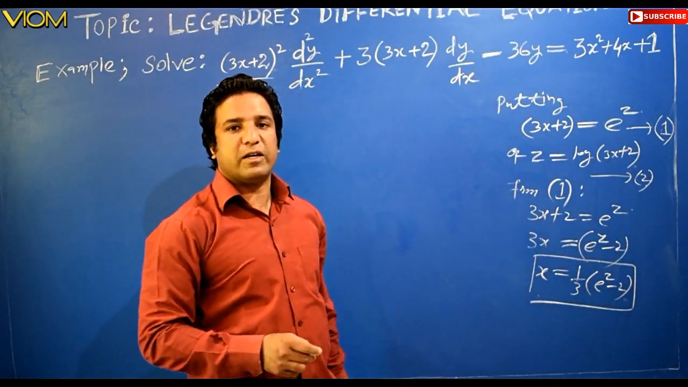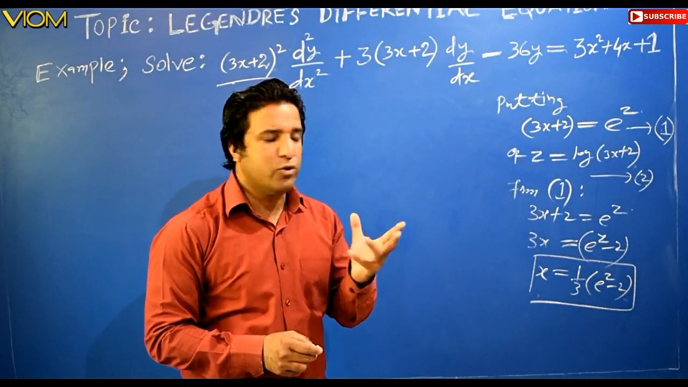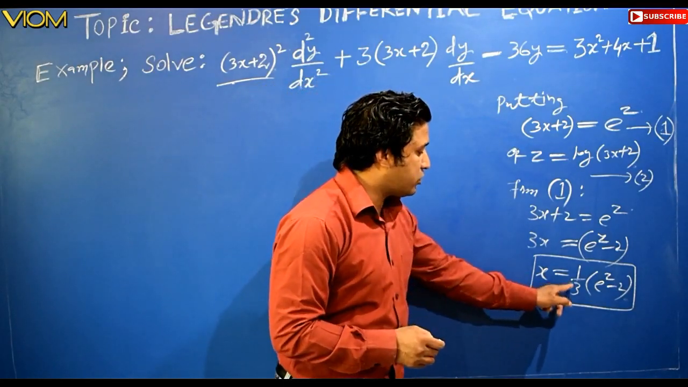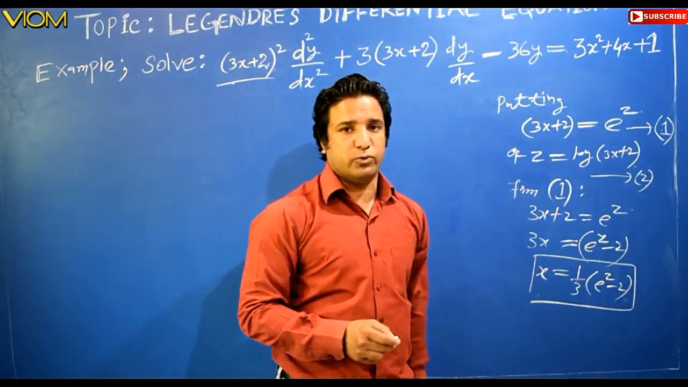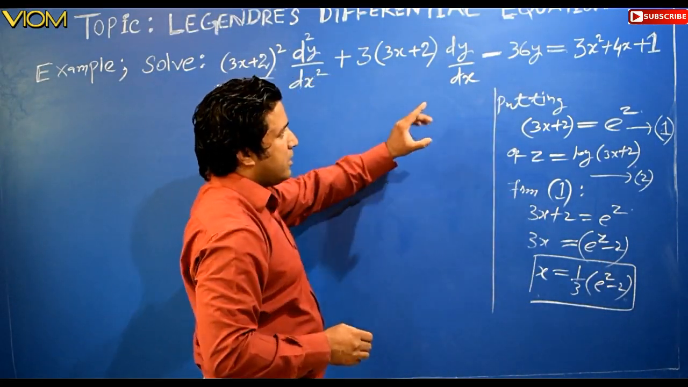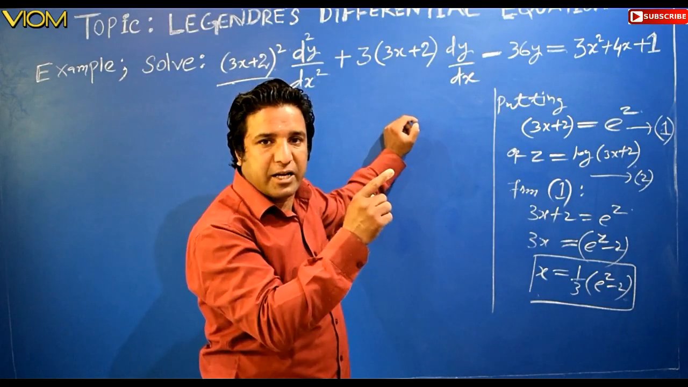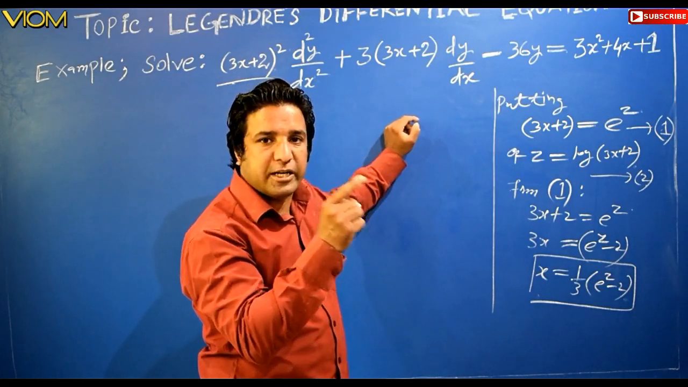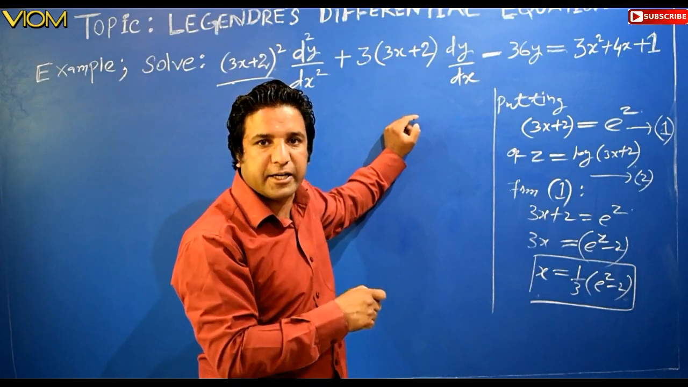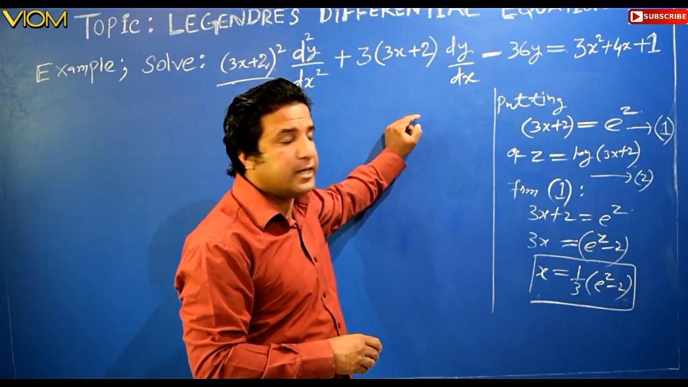This is x is equal to 1 divided by 3 times e raised to the power z minus 2. This is an element. We will use this element in our numerical. Now the previous lecture says, this is a message for each and every student who wants to learn this Legendre's linear differential equation in a short technique. I can use the short technique here.